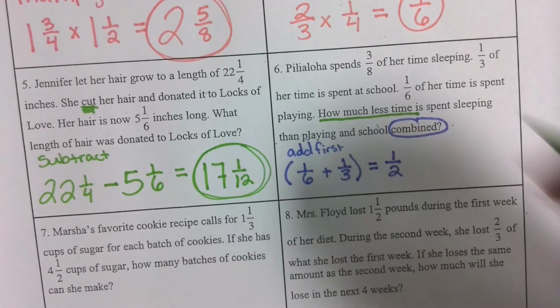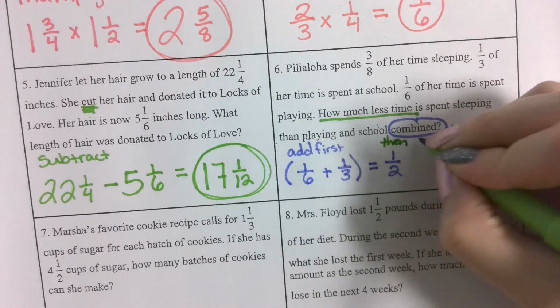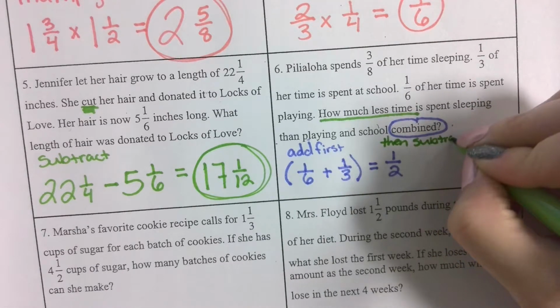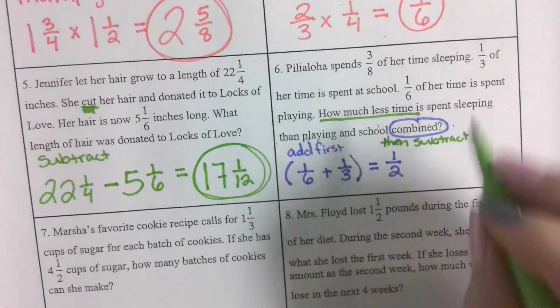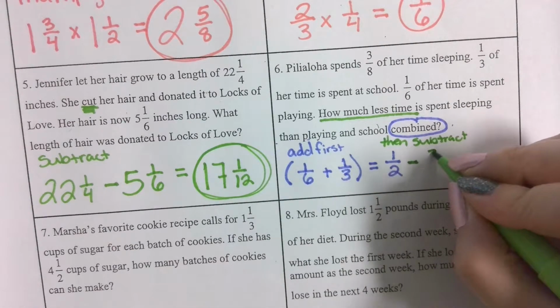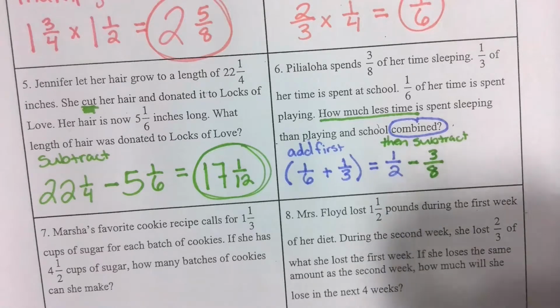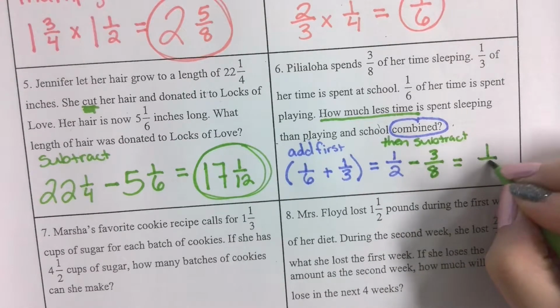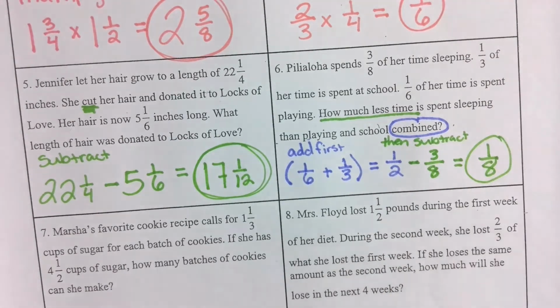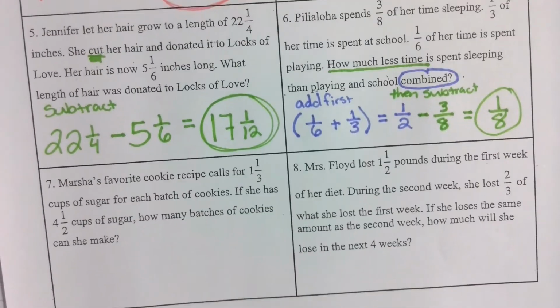Then we're going to subtract. So we'll do 1/2 minus the 3/8. And what will we get? 1/8. Very good. All right, number 7. Yes, sir.